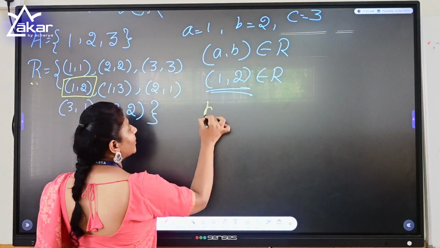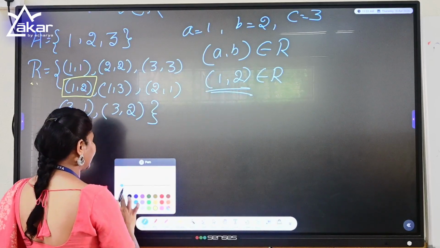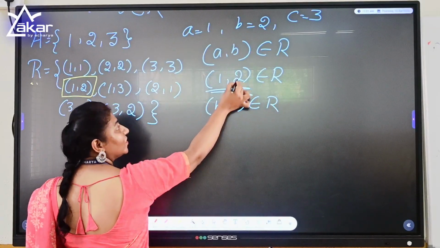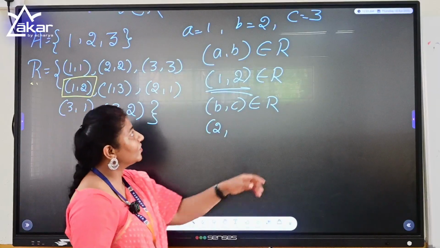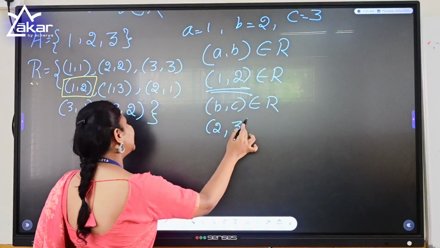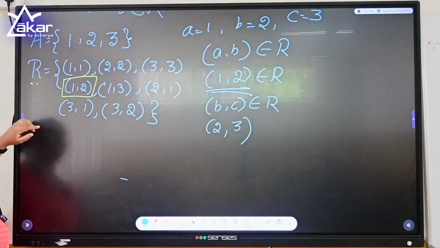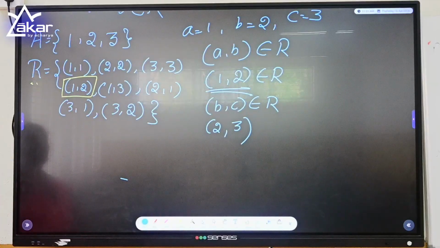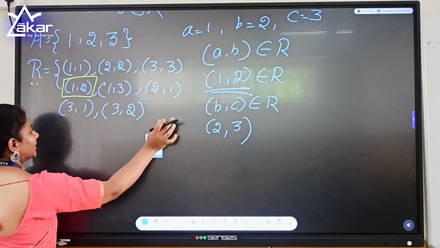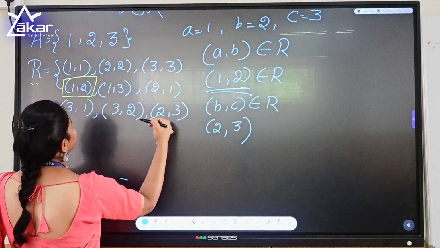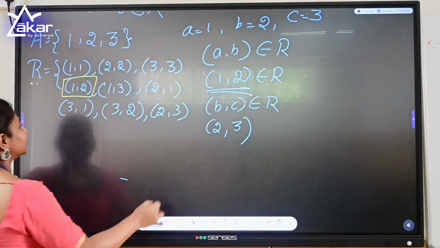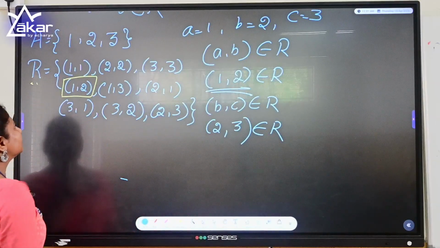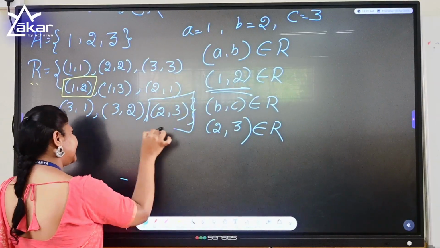Next, B comma C you need to check. B comma C should belong to R. What is the value of B here? 2. And what is the value of C here? 3. Is 2 comma 3 there? Check it out. Sorry, the elements are 2, 3, 6, 8. Yes, 2 comma 3 is there, obviously. So it belongs to R. So here it is present.